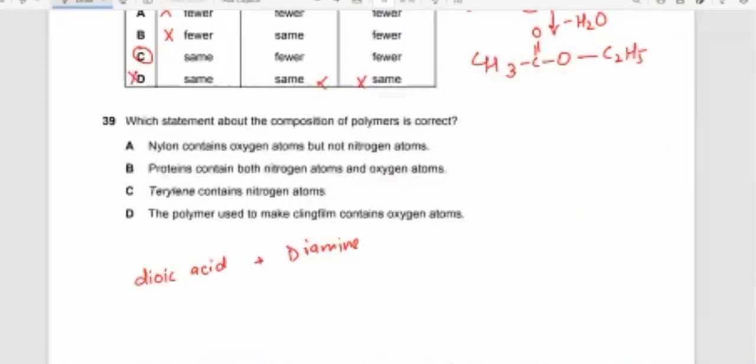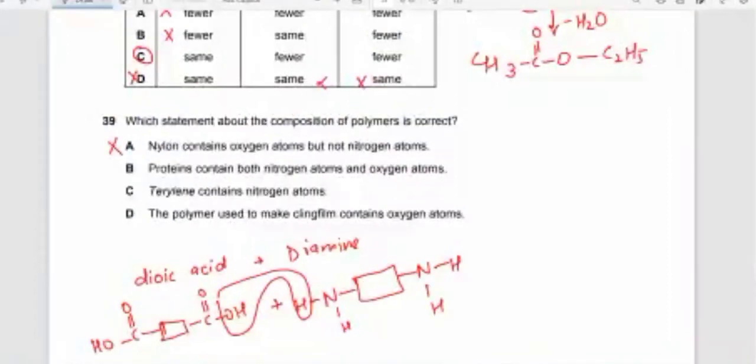Okay, I'm writing it quickly. C double bond O, OH, one carboxylic acid, and here is the diamine, meaning nitrogen. It has hydrogen, two hydrogens, but I'm writing them separately here. You can see OH from here and H from here. H2O will be released. Nylon contains oxygen atoms but not nitrogen atoms.